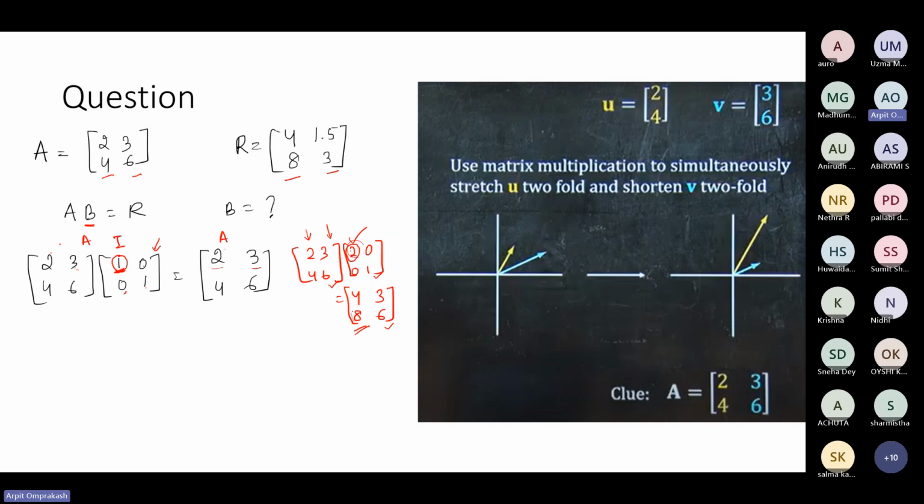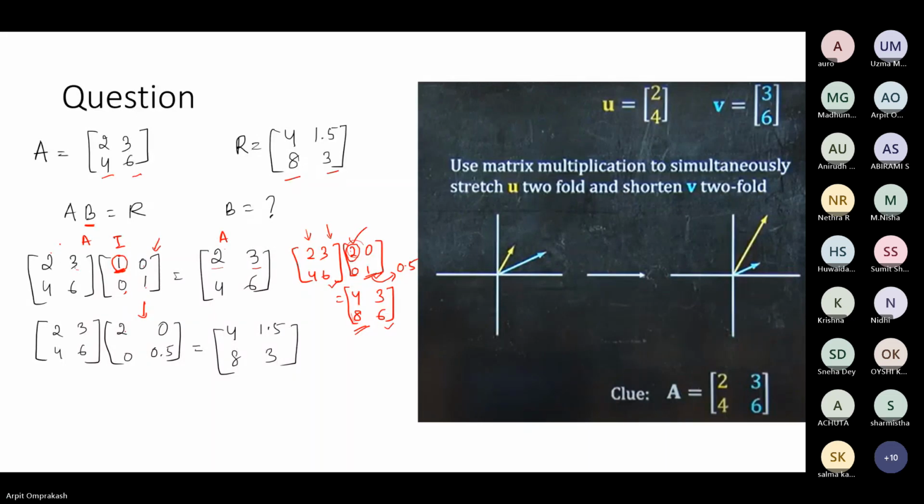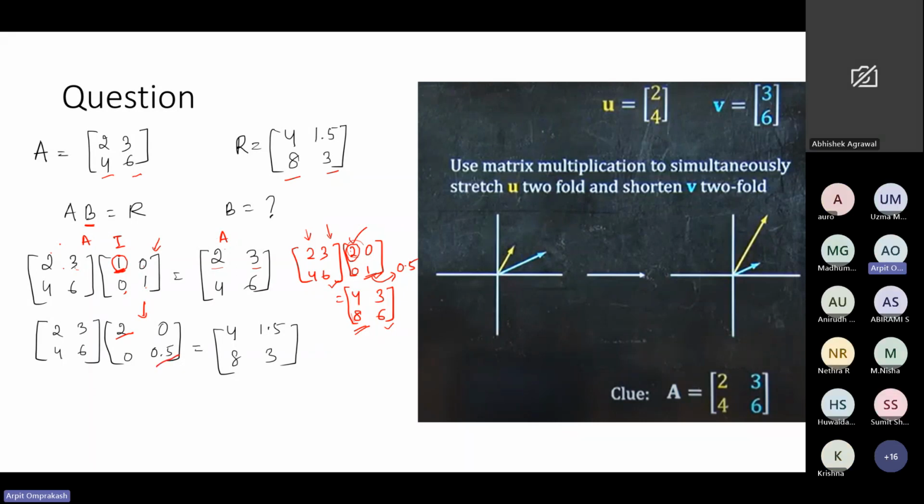Then what we need to do is multiply U by 2 and V by 0.5, to shorten it by twofold. So basically, we'll make the first value 2 as it was here, and the second one here, we'll change to 0.5. So the matrix B which we want should be this one. Basically, here in place of 1, we have 2, and in the second case, in place of 1, we have 0.5. Now, if we multiply these two things, we get the result matrix that we wanted. Therefore, the value of B matrix will be 2, 0, 0, 0.5. Was that clear? Yes, sir.